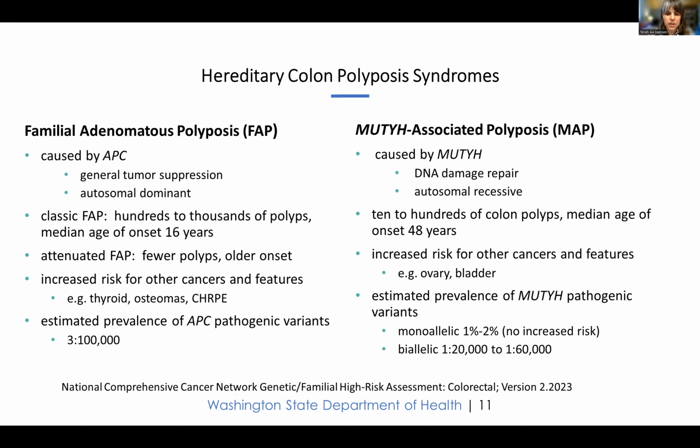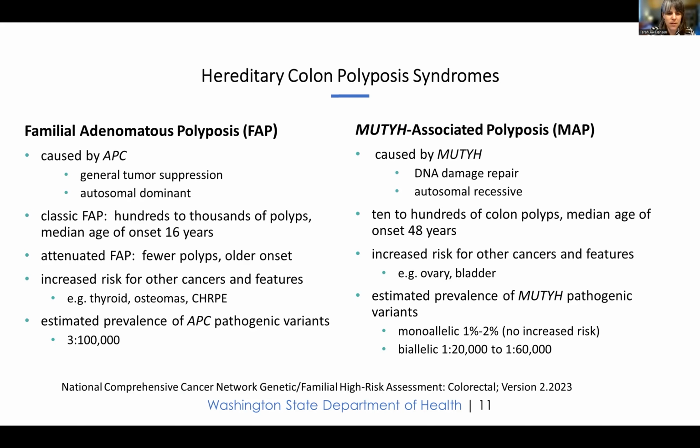The last condition to review would be the polyposis syndromes. These are broken down into two columns on this slide. On the left side, we have familial adenomatous polyposis, or FAP. On the right side, we have MUTYH-associated polyposis, or MAP. These are different in the gene that causes them, APC versus MUTYH, and how that gene acts. Their role is a little different.